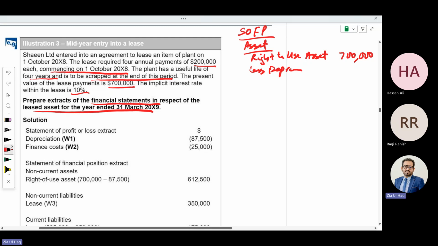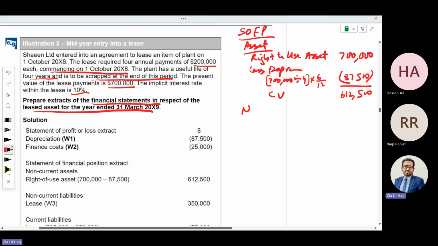depreciation. For how many years? 700,000 divided by how many years? 4 years. Multiply by 6, October to March, 6 by 12. What's the amount? The carrying value is what? 700 minus the depreciation. What's the carrying value? 612,500.